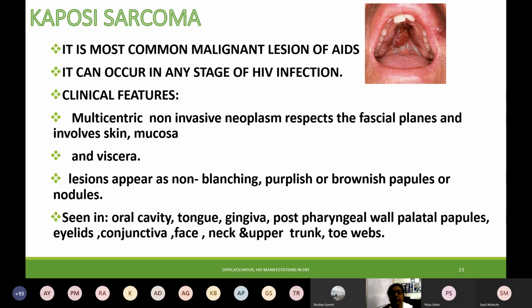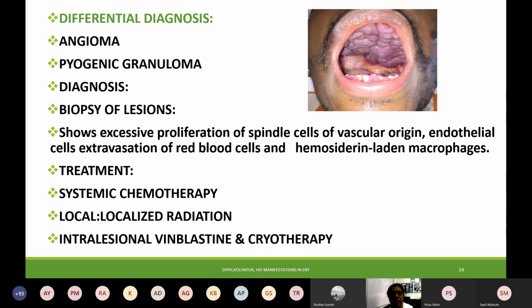This is multicentric, and the lesions appear as non-blanching, purplish and brownish papules or nodules. See, you can see in this, nodules are seen. So you must think about Kaposi's sarcoma. It is usually seen in the oral cavity, tongue, gingiva, posterior pharyngeal wall, palatal papules, eyelids, conjunctiva, face, neck, upper neck, and beyond. So all of the head and neck is involved by Kaposi's sarcoma. Remember well, this is a short note asked.